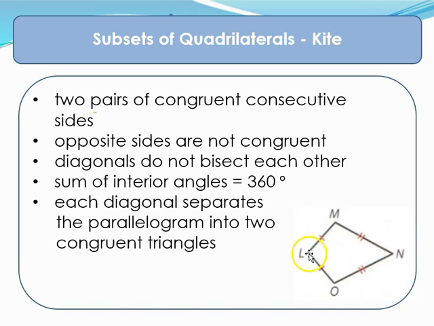Each diagonal does, though, separate the kite into 2 congruent triangles if it has congruent sides.